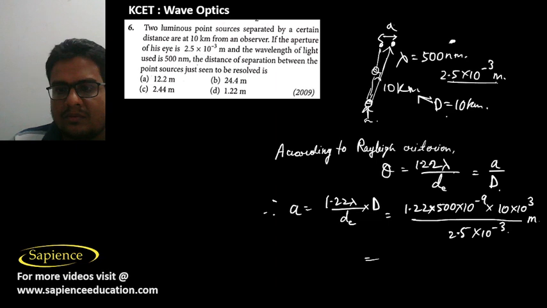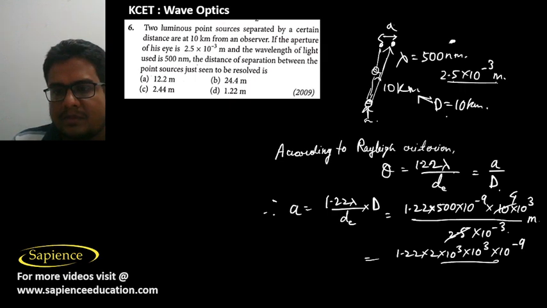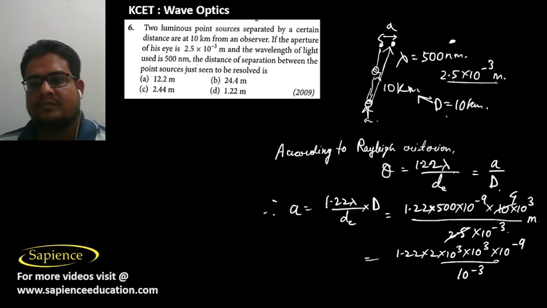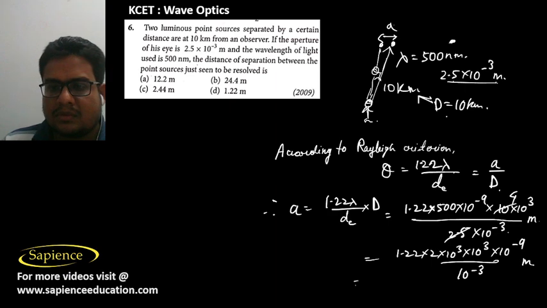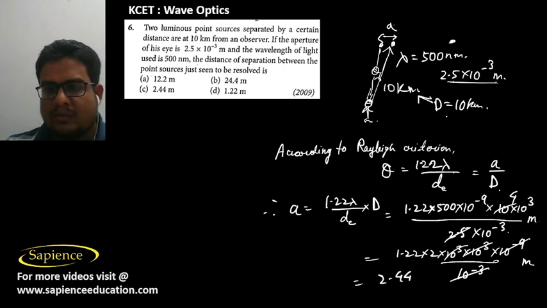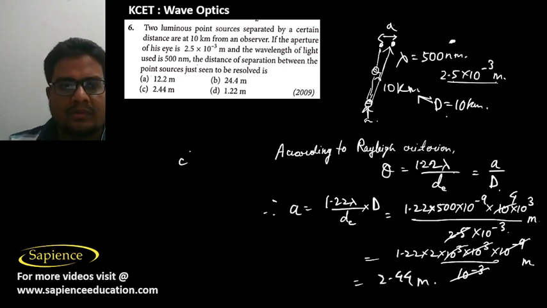So 2.5, 4 into 2.5 is 10, then 4 fives are 20. So this is 1.22 into 2 into 10 power 3 into 10 power 3 into 10 power minus 9, divided by 10 power minus 3. So this 2, 3 will cancel out. 10 power 9, 3 plus 3 plus 3, that is 9. So it is 2.44 meter. So option C is the correct answer.